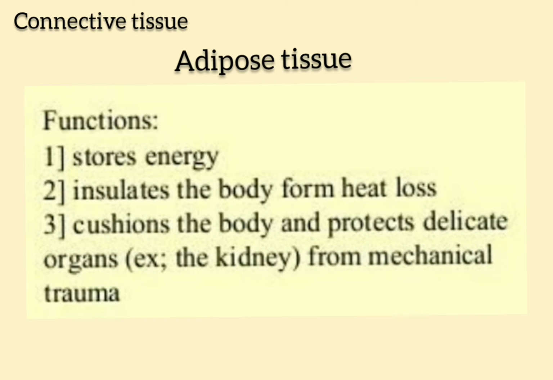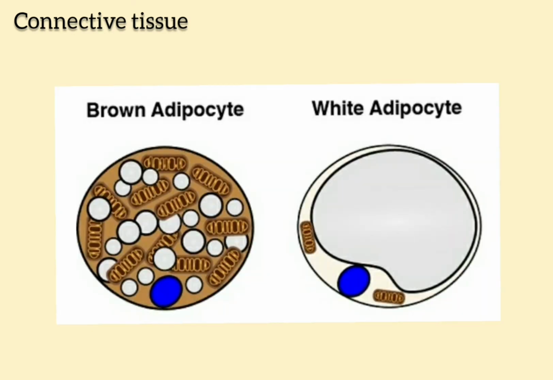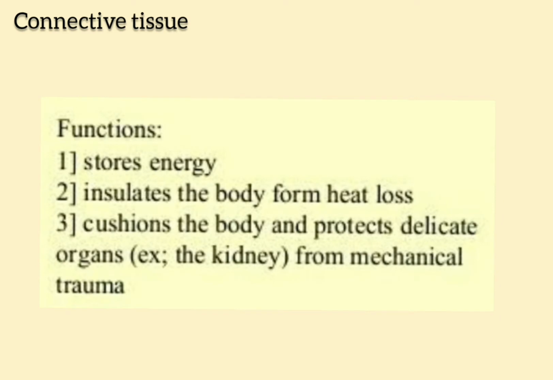This tissue is present under the skin, which is called parietal, or it is present surrounding organs, which is called visceral. There are two types of adipose tissue. One is the white adipose tissue, which is seen in adults, and then there is a brown adipose tissue seen in newborns. The other functions of adipose tissue are to cushion the organs, and it also helps in insulation.